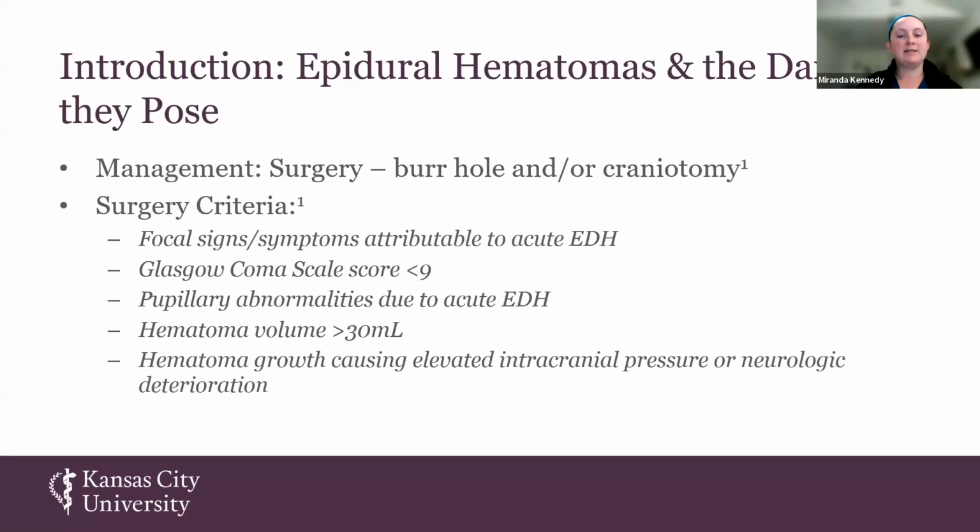The management for an unstable EDH is surgery by either placing burr holes or removing a piece of skull through a craniotomy in order to relieve ICP. The criteria for surgery includes focal neurological signs attributed to an acute EDH, a GCS less than 9, fixed dilated pupil ipsilateral to the hematoma, hematoma volume of greater than 30 milliliters, which is evaluated by a CT, and hematoma growth causing ICP or neurological deterioration.